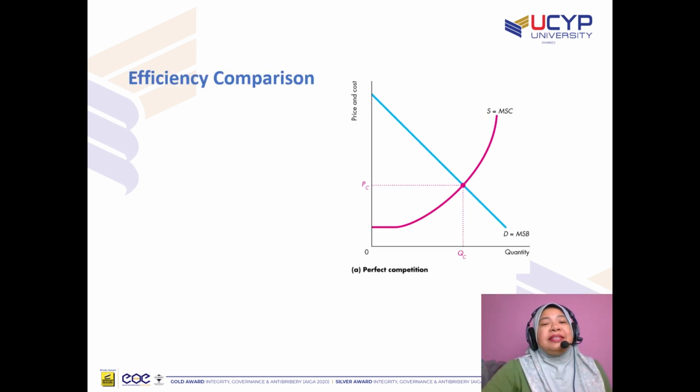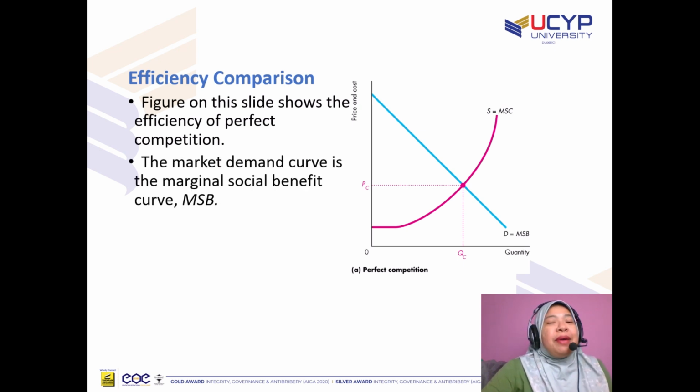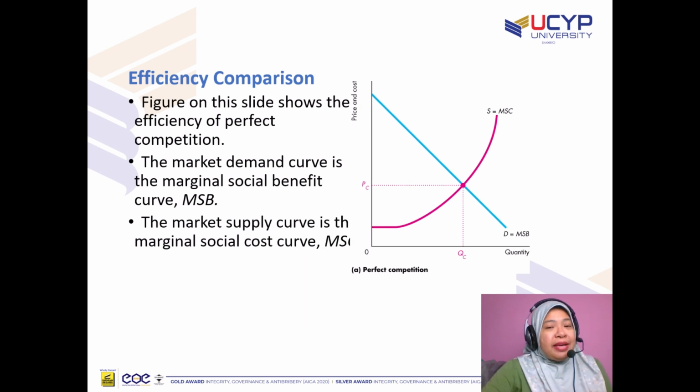Efficiency comparison. The figure on this slide shows the efficiency of perfect competition. The market demand curve is the marginal social benefit curve, MSB. The market supply curve is the marginal social cost curve, MSC.